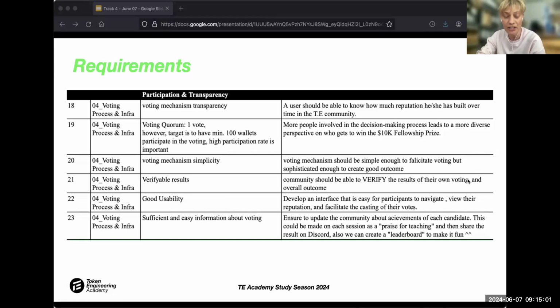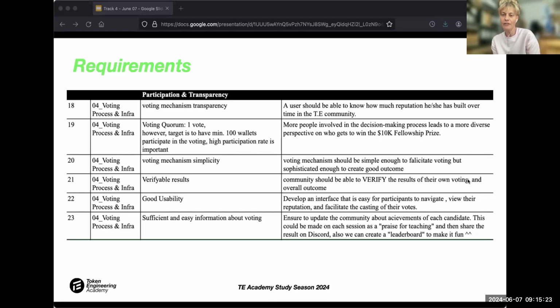Then next one, we wanted to say, okay, we have a low quorum. One vote would be generally enough. And the target is to have minimum 100 wallets participating. Again, we have to think about how we can encourage the maximum number of people to take part in the voting. The third one, voting mechanism simplicity.